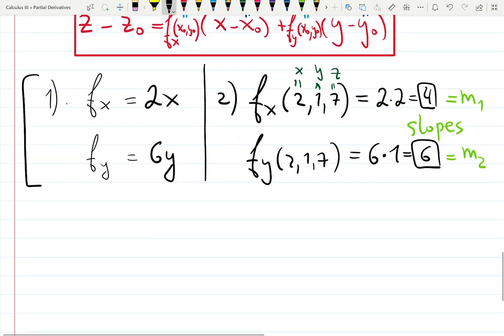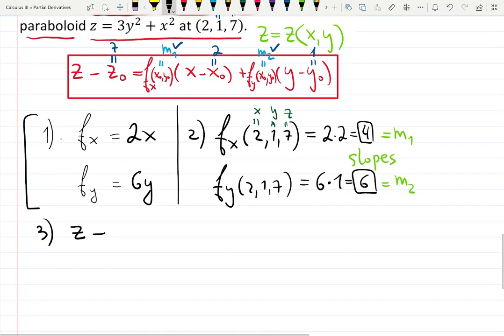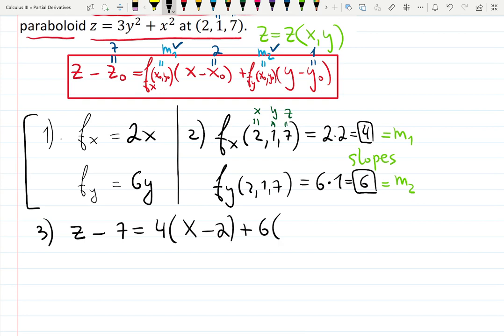So maybe write down x sub 0, y sub 0, z sub 0. The third step: sometimes you need to find z sub 0, but if not, plug everything into the formula. Z minus z sub 0, that is 7, equals slope number 1, that is 4, times x minus x sub 0, which is 2, plus slope number 2, 6, times y minus y sub 0, which is 1. And if you have more dimensions, you keep going. Plus this, and so on. Z equals 4x plus 6y.